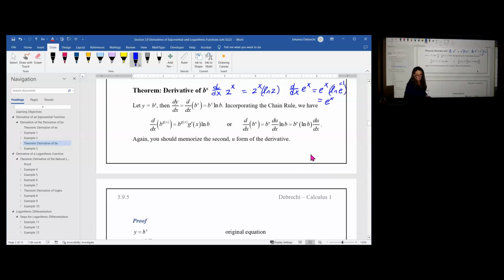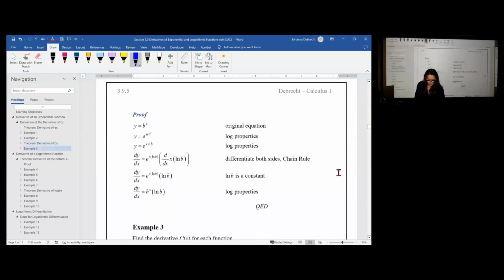Incorporating the chain rule, if we were to have u instead of x, we would have b to the g of x times the derivative of g times the natural log of the base. Or as I would like you to memorize, the derivative of b to the u, where u is a function of x, is b to the u, natural log of the base, times du dx. That's the form you should memorize. Let's take a look at the proof now.